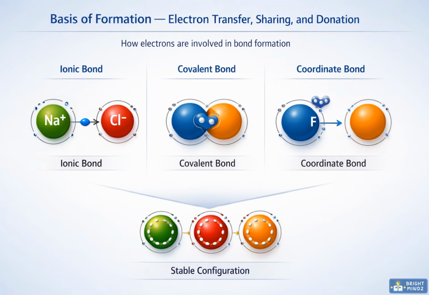The main difference is what happens to the electrons. In an ionic bond, one atom gives electrons completely, and another atom accepts them, forming oppositely charged ions. In a covalent bond, atoms share electrons, so both nuclei can count the shared pair towards stability. In a coordinate bond, the shared pair comes from only one atom, while the other atom accepts it. The process is different, but the goal is the same: a more stable electronic arrangement, often like a full outer shell.